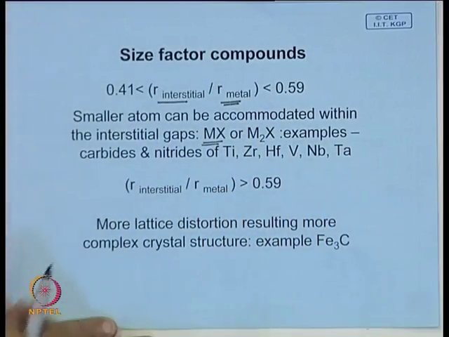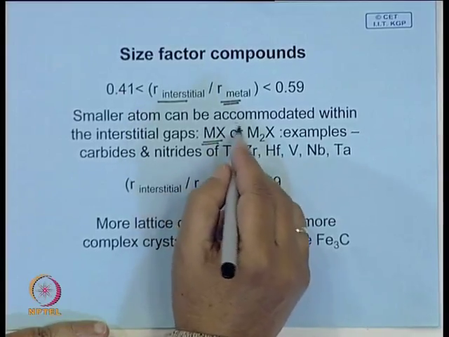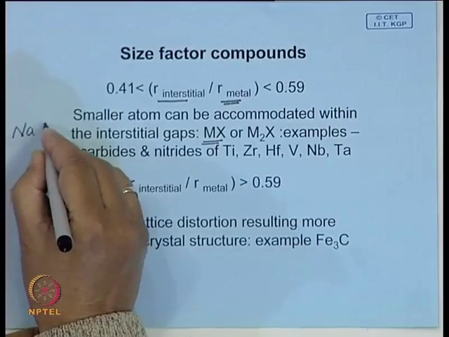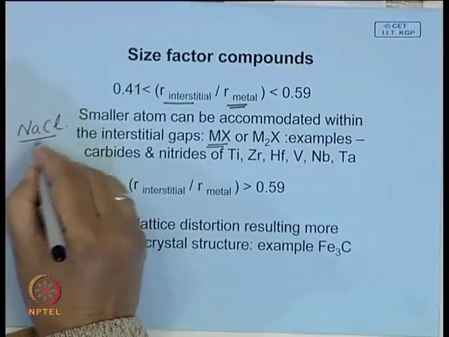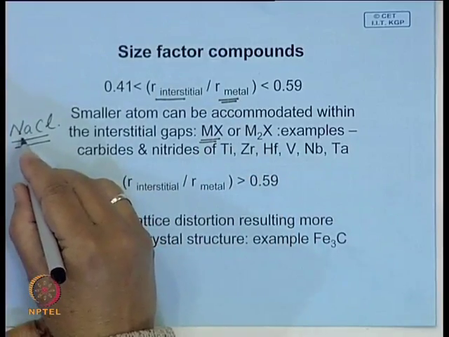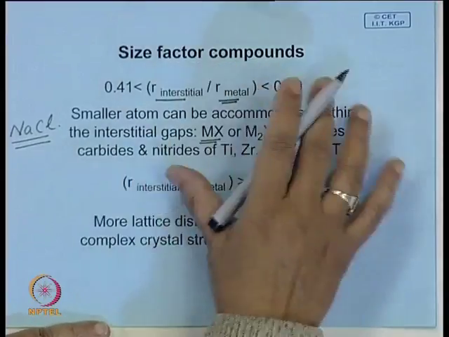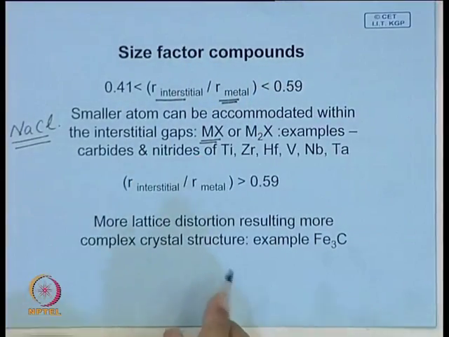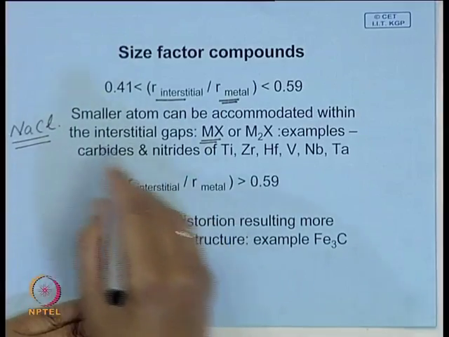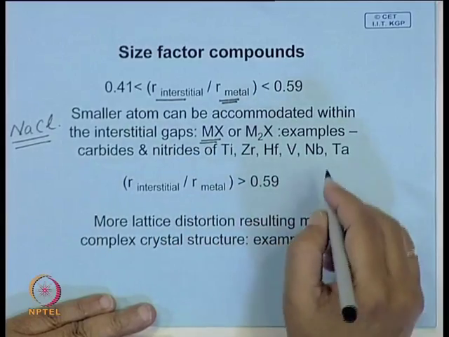Here the crystal structure is a little simple. You may find that it is very similar to the crystal structure you get in sodium chloride. In the case of MX, one element occupies the sodium positions and the other occupies the chlorine positions. So this type of structure is rather simple, but the nitride structures are simpler than the carbides.